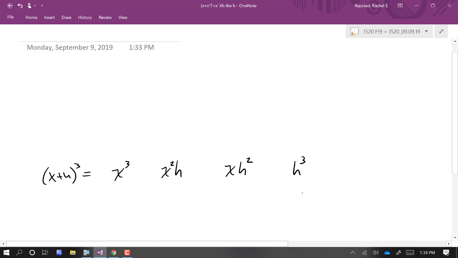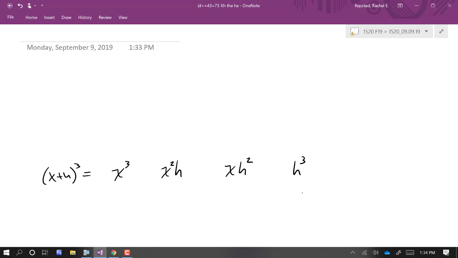You can start out with all x's. These are the x's being cubed. All x's, no h's. And then you step down the powers on x, 2, 1, 0, as you increase the powers on h: 0, 1, 2, 3. For each term, when you add up the exponents, you get 3. The only thing we don't know are what these coefficients are.